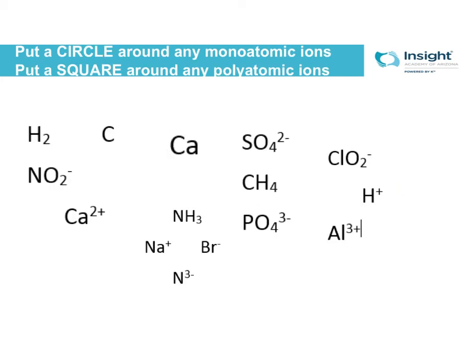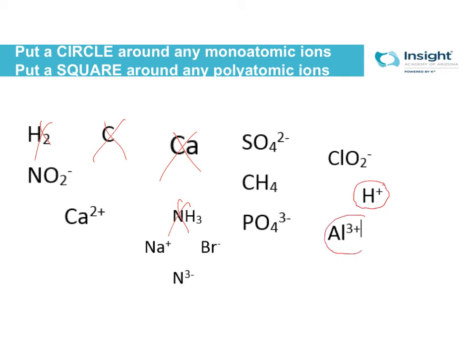So, see if you can identify the monatomic ions versus the polyatomic ions. All right, give this a shot. If you are doing this correctly, these guys that don't have charges at all can't be classified as anything. All right, and then your monoatomic ions, the ones with circles, just have a single atom in there.